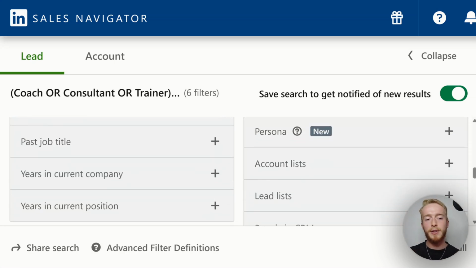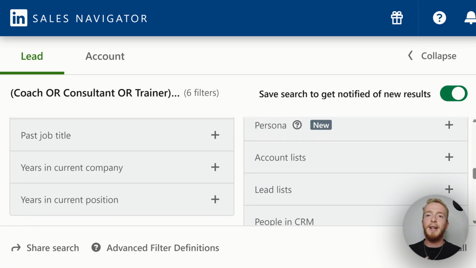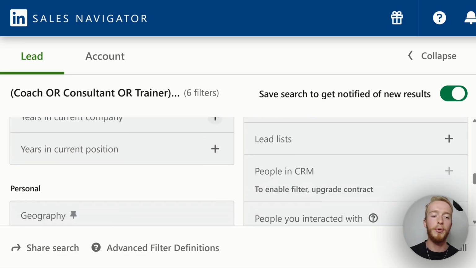That said, past job title, years in current company, years in current position, unless you help certain individuals in relation to some of these things, it's not going to be as relevant. Years in current company, years in current position. If you help a certain type of individual that's been in their current business for a certain period of time, you can obviously go and play with that. That said, these usually aren't that important.